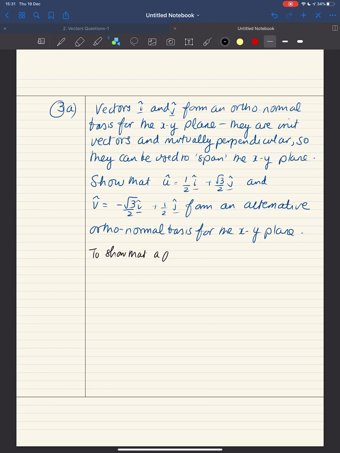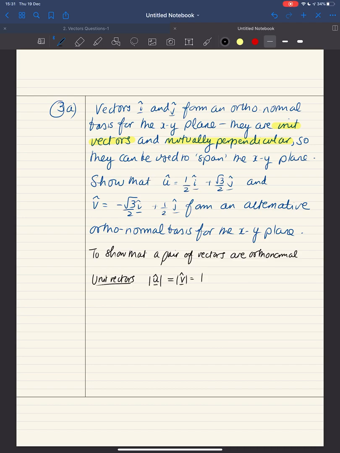Okay, so to show that a pair of vectors are orthonormal. Oh, it's in the question, I'll just say it's in the question. You've got to show that the vectors are unit vectors and that they're mutually perpendicular. Okay, so to show that they're unit vectors, the modulus of u hat needs to be 1, and the modulus of v hat needs to be 1.